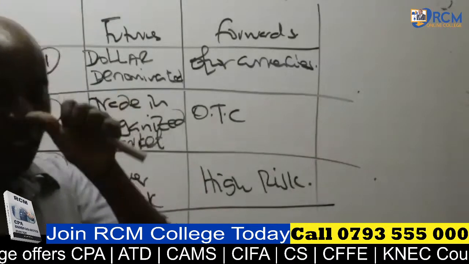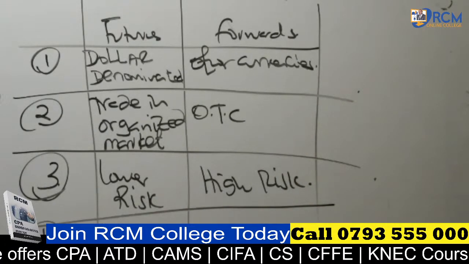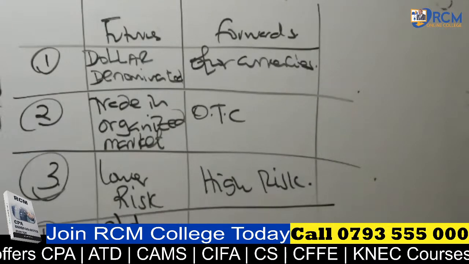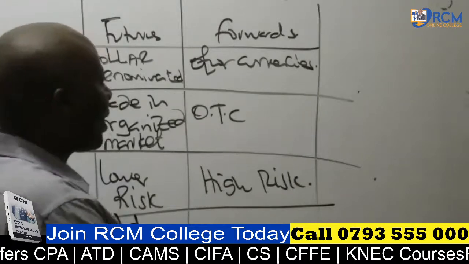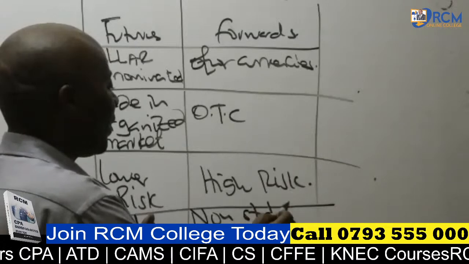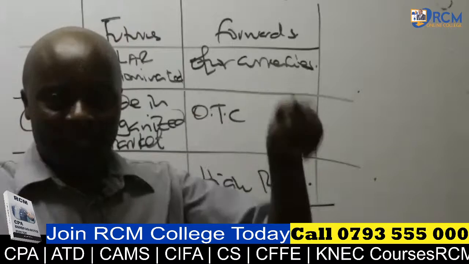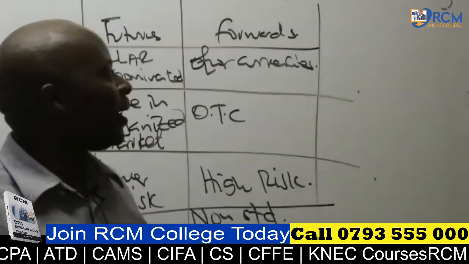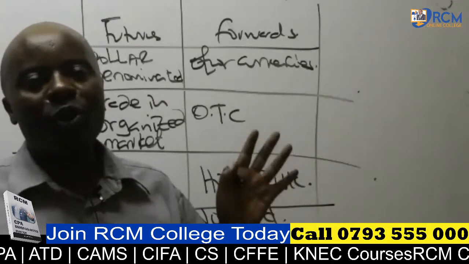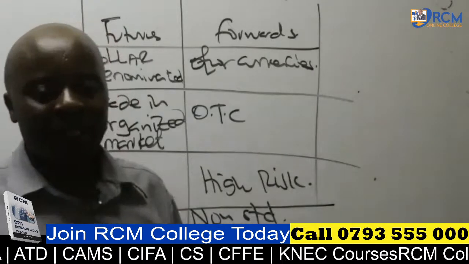Fatma says futures are standardized. Futures are like the dollar, even a 1000 note is standard. But the others, because they are over the counter, you can have two parties drawing contracts over forwards of even 1 million and 2 shillings.